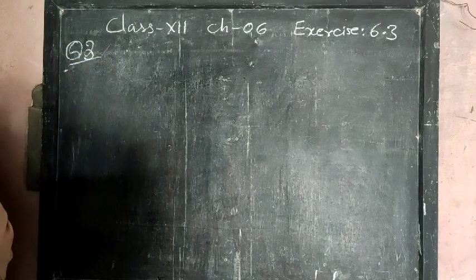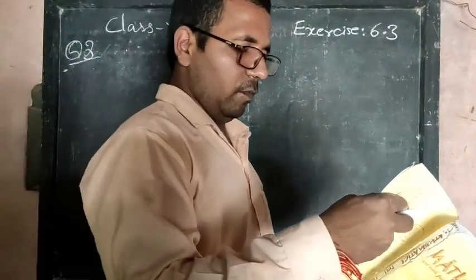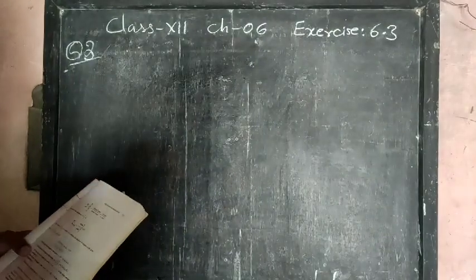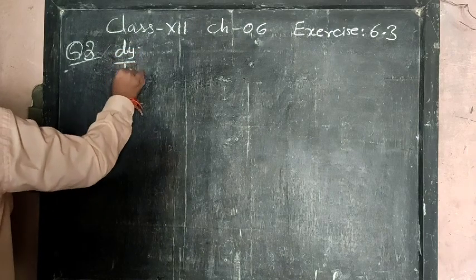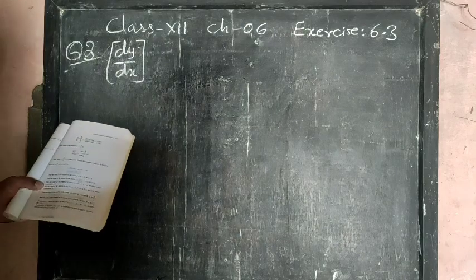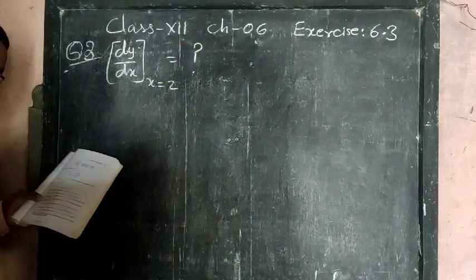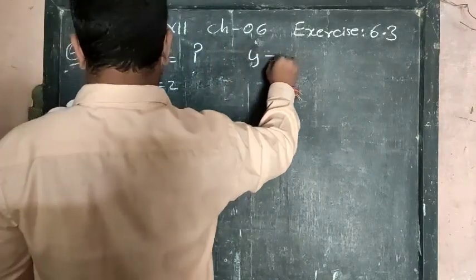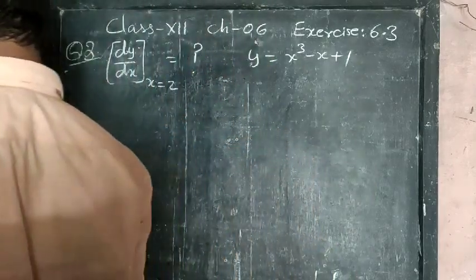Question number third: find the slope of the tangent of the curve y is equal to a cubic function at the point whose x coordinate is 2. That means we have to find dy by dx, since the slope of the tangent is denoted by dy by dx, at x is equal to 2. The curve given is y is equal to x cube minus x plus 1.